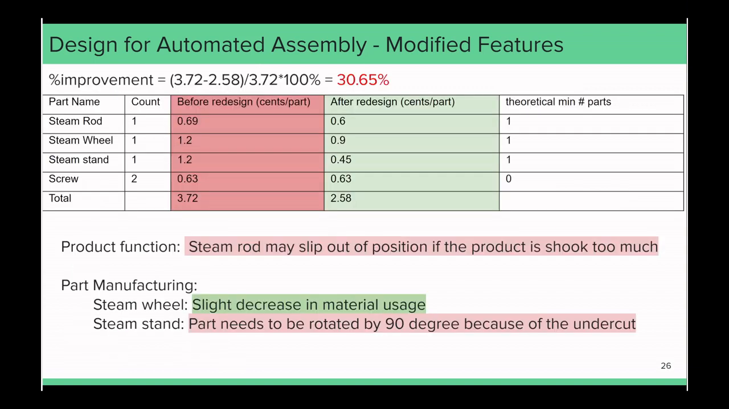This chart shows our modified features. We saved $1.14 by doing DFA on this subassembly. The product function may slightly decrease for the steam rod, as it may slip out of position if the product is shaken too much. For the steam wheel, there's a slight decrease in material. Additional setup on steam stand manufacturing is required because of the undercut.